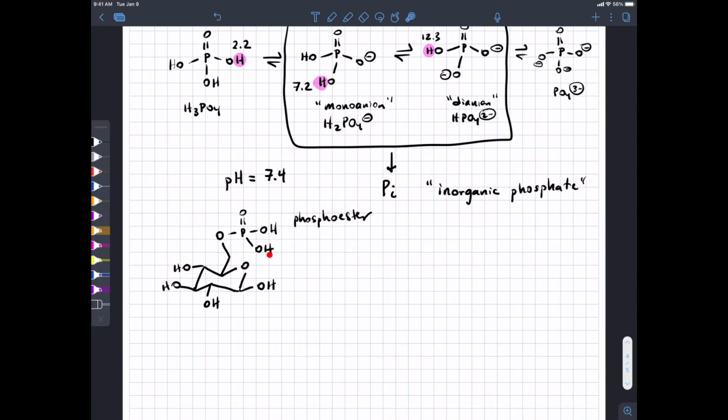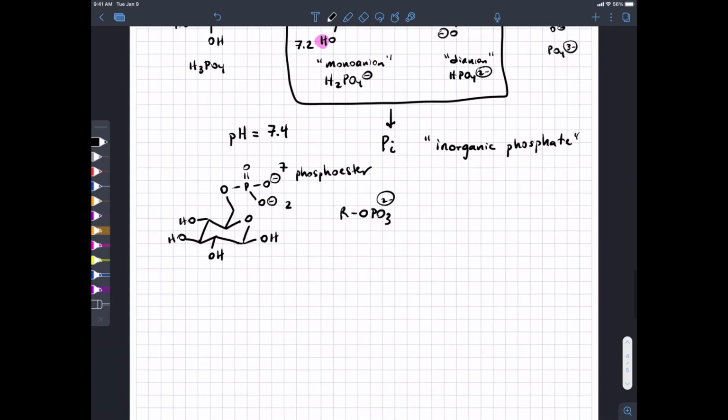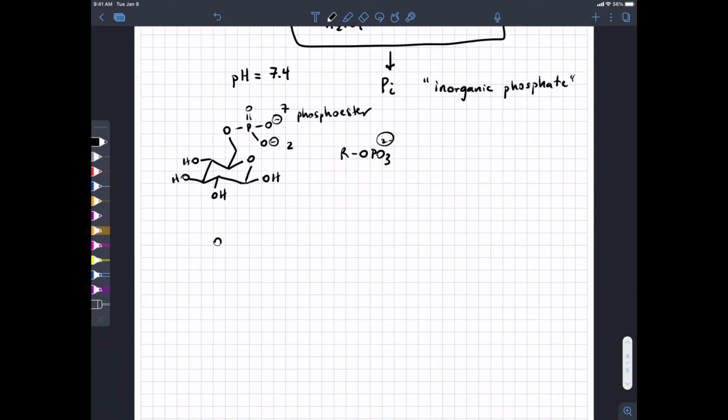The first pKa is around 2, and the second pKa is around 7. So at physiological pH, what should be the dominant form? Well, it should probably be a 1-to-1 mixture of monoanion and dianion. And so sometimes I will abbreviate the phosphoester as OPO3 2-. Another place you will encounter this is in DNA.